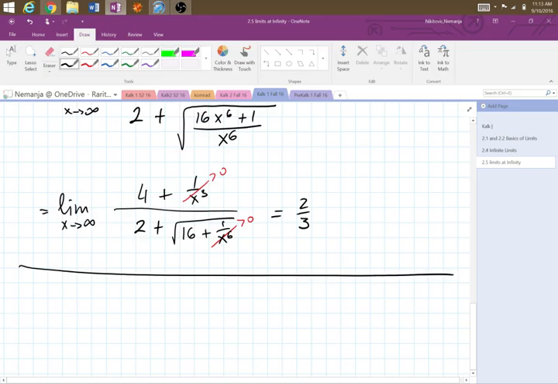Yes? So what does that mean in terms of the horizontal asymptote? This means that the horizontal asymptote is at y equals 2/3. Okay, thank you. So what does this mean? We found that the limit as x goes to infinity gave us 2/3. That means that there is a horizontal asymptote at y equals 2/3. So you would draw the x and y axis, and then at 2/3 you would put a horizontal line.